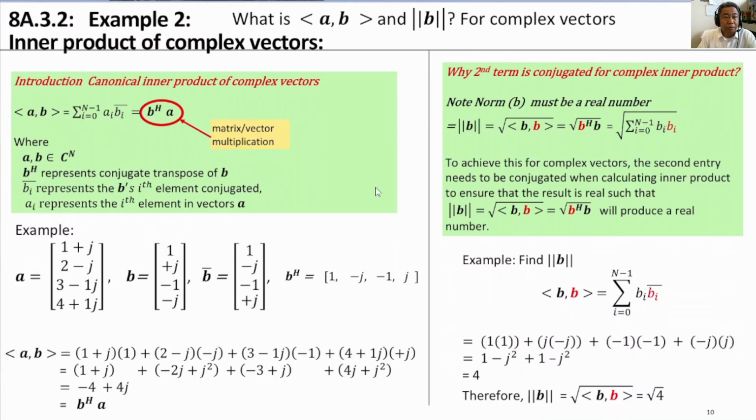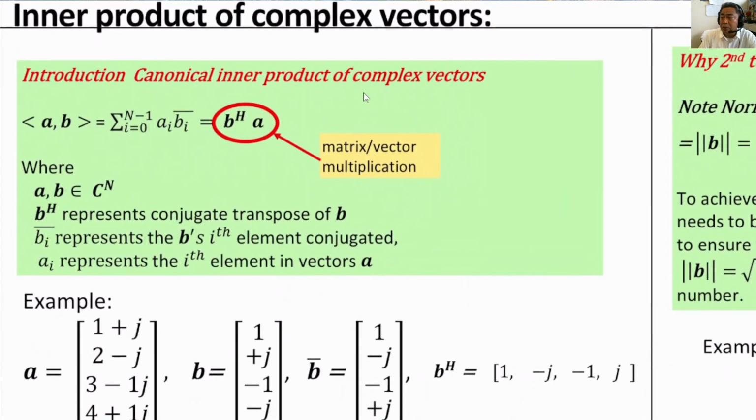This is 8a.3.2. Example 2 will now introduce the inner product of two complex vectors. A and B are complex vectors, and this is the inner product of A and B, as well as calculating the norm of B of a complex vector. Now, this is the canonical representation of inner product for complex vectors.